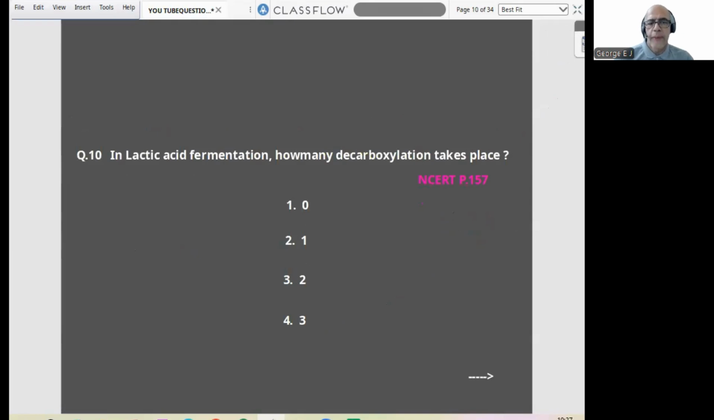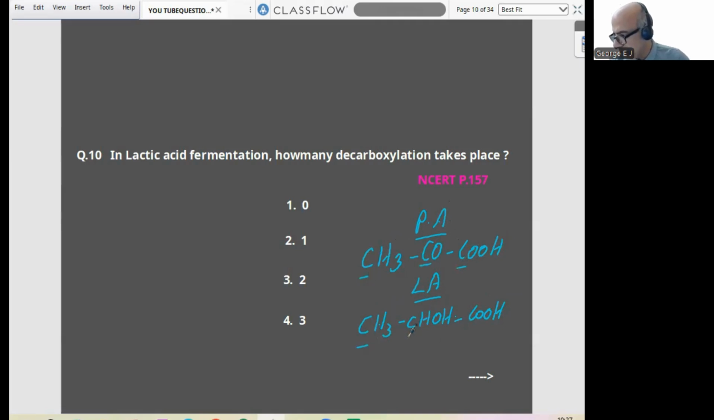Now comes question number 10. In lactic acid fermentation, how many decarboxylations take place? Pyruvic acid, CH3, CO, COOH, that is the ketonic acid, pyruvic acid. Lactic acid is CH3, CHOH, COOH. So you can find the carbon number is the same. That means no decarboxylation in lactic acid fermentation. So option is 1.